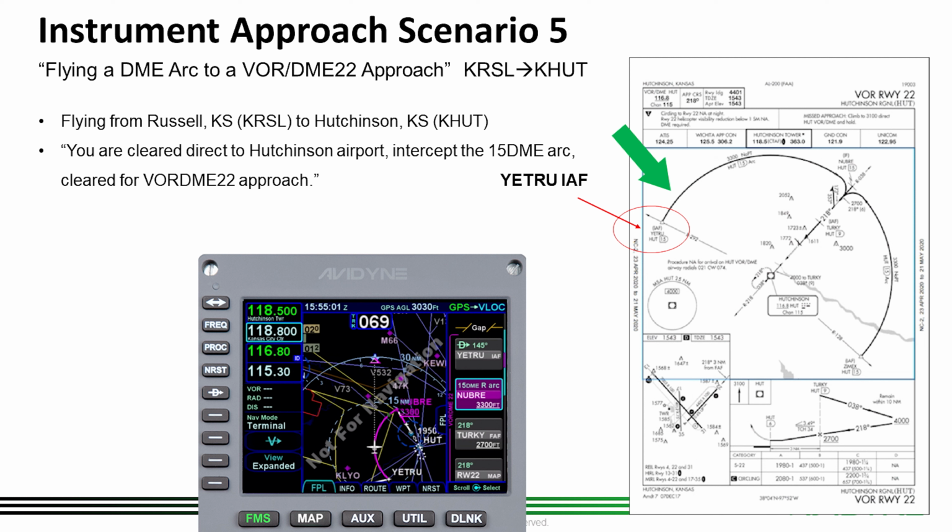We will be arriving from the northwest, transitioning via the 15 DME Arc. This is a no procedure turn transition. The Atlas FMS will use GPS as a legal substitute for DME and will auto-transition to VOR for the final approach course.